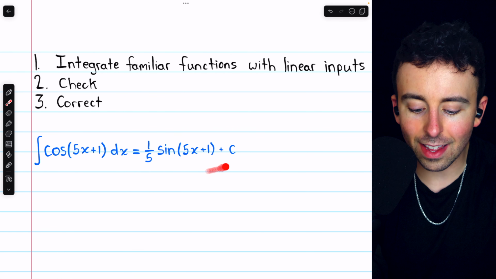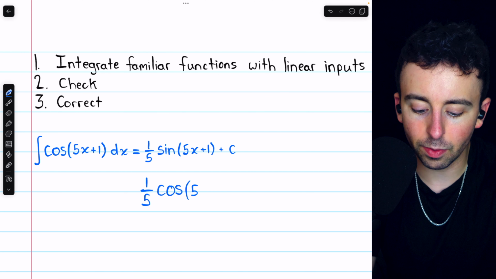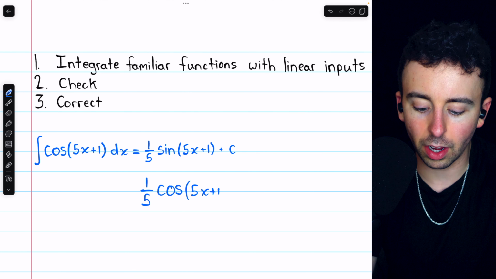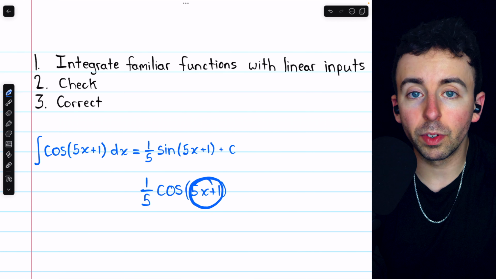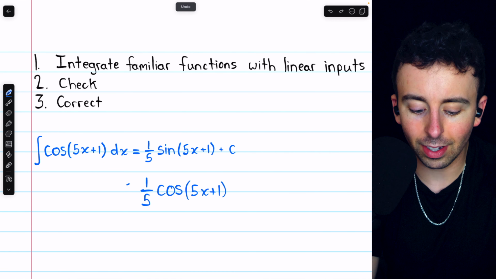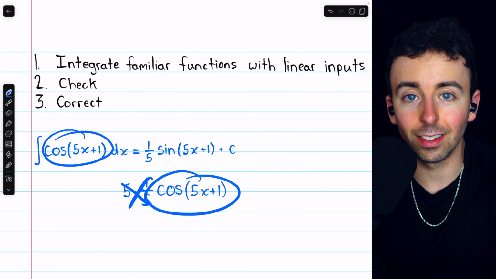So if we tried to take the derivative of this, we would get the 1/5 still outside, multiplied by the derivative of sine, which is cosine, so cosine of (5x + 1). The derivative of the constant is 0. By the chain rule, we have to multiply by the derivative of 5x + 1, which of course is 5. The 5 and the 1/5 cancel out just as desired, and we see that this is correct.